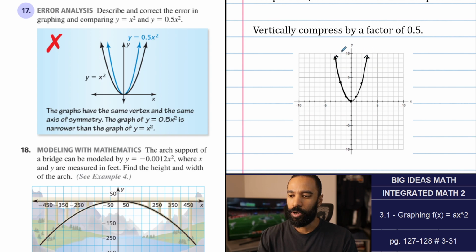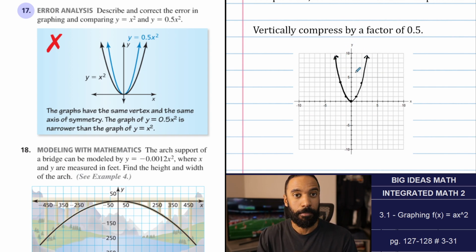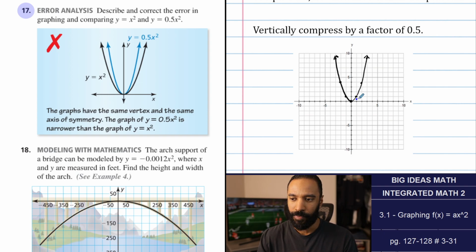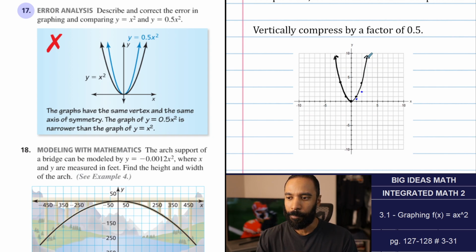Okay. Now we're going to take this new one. It's going to be vertically compressed by a factor of 1/2. Instead of (1, 1), half of 1 is 1/2. Instead of (2, 4), half of 4 is 2. Instead of (3, 9), half of 9 is 4.5. Instead of (4, 16), which I couldn't fit on the board, half of 16 is 8.